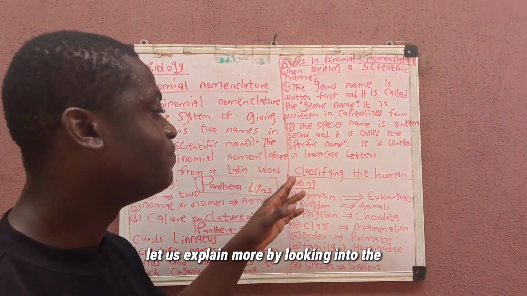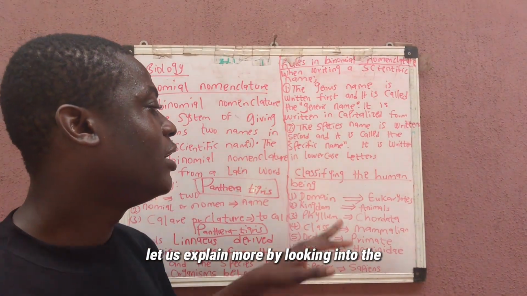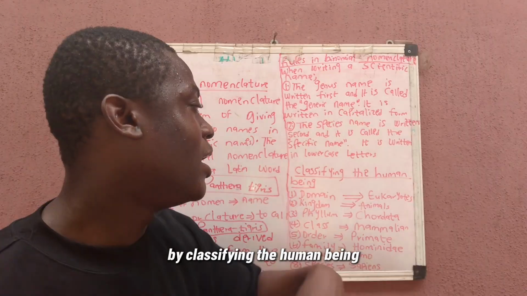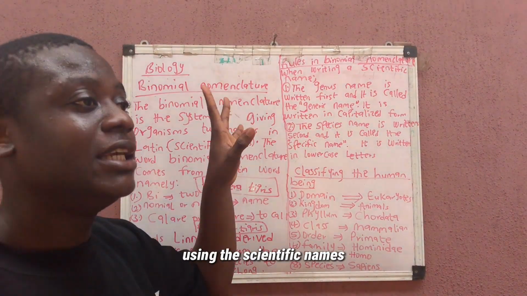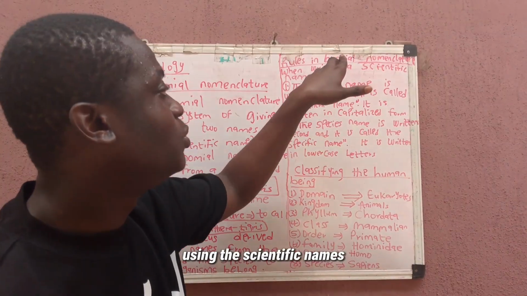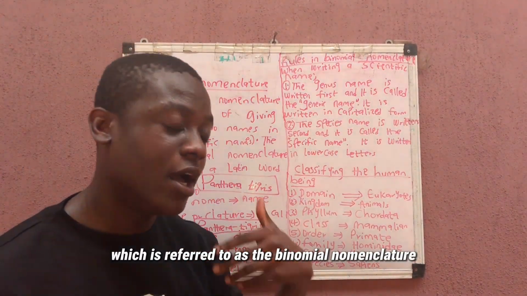Let us explain more by classifying the human being using the scientific names, which is referred to as the binomial nomenclature.